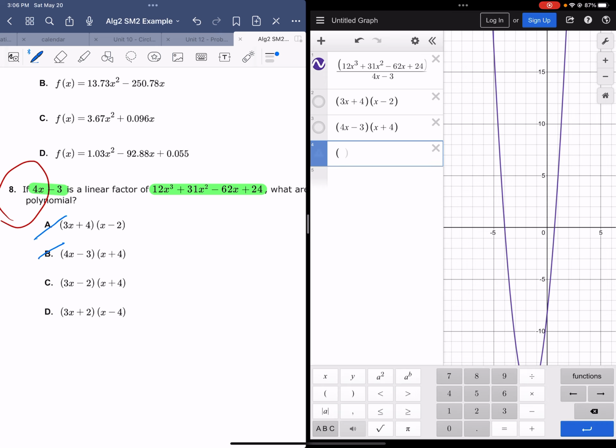Third one, 3x minus 2, x plus 4. Bravo. Do you see this 2 overlaps, red and purple? It's hard to see, but yeah, so that's the answer.